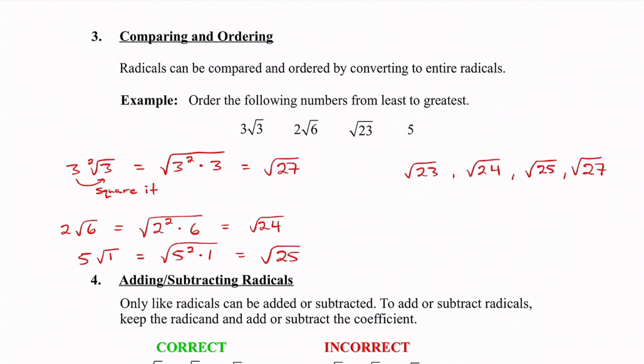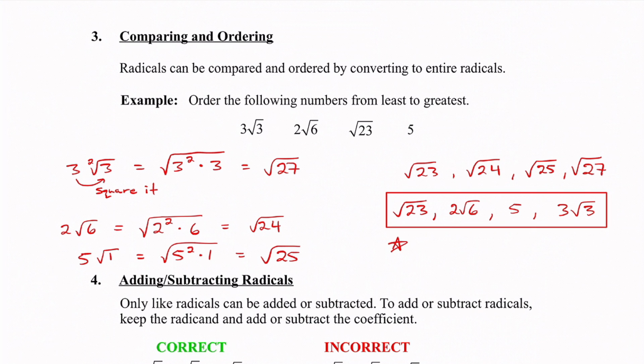Okay, now when you give your final answer, make sure you write your answer using the original numbers given to you. So I want to rewrite this. Root 23 was the original number, so that can stay. Root 24 though, that was actually 2 root 6. So I'm going to change that into 2 root 6. So I have that. Root 25, that was just 5. And then root 27, that was the 3 square root 3. So there it is. They're all in order, and we're using the original numbers. So I'm just going to make a note here, must use original numbers.